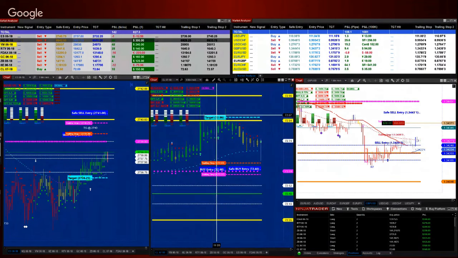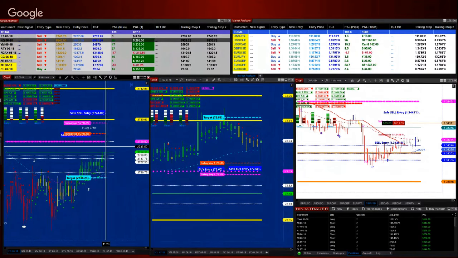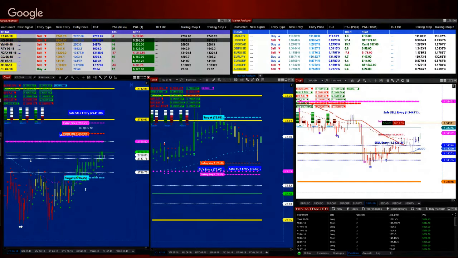So after we had the entry, we hit the target. There is nothing left. Fine. Now we are waiting on Uncle ES here. Oh boy. Oh, this is a drag. We're gonna wait for a few minutes to see if we can have a new signal.